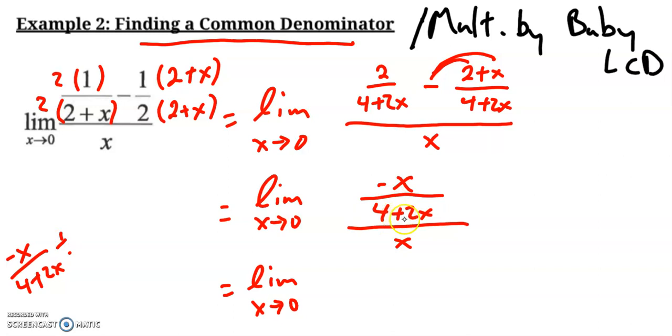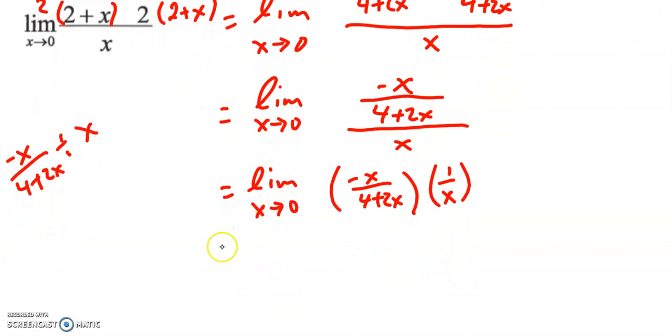This is written as a fraction or vertically. This is written horizontally here. Well, how do I take care of this division? I change it to multiplying by the reciprocal of 1 over x.